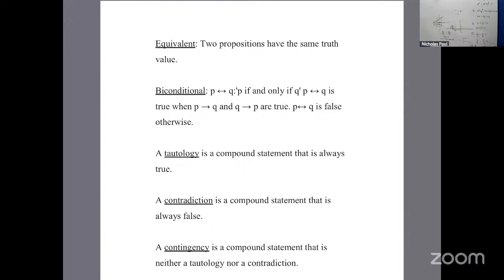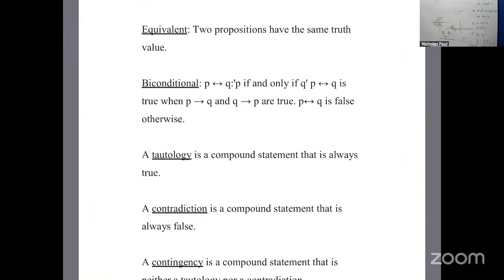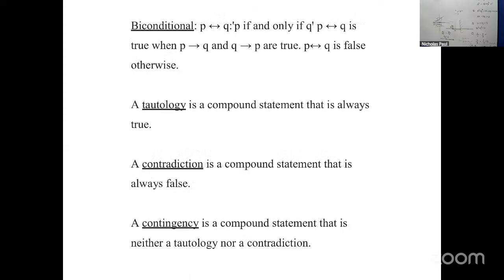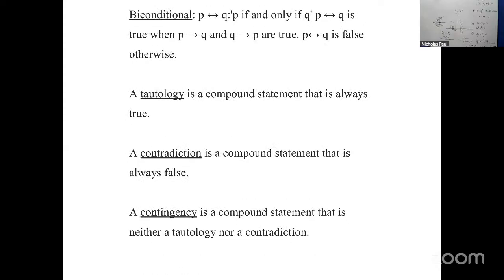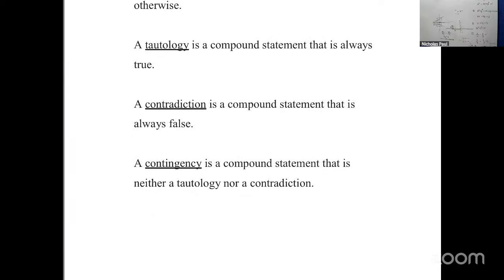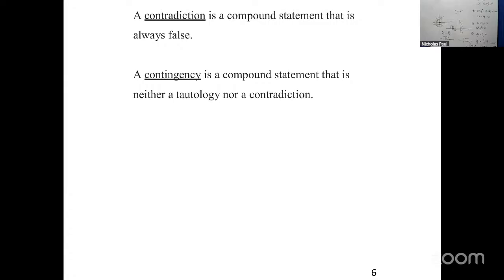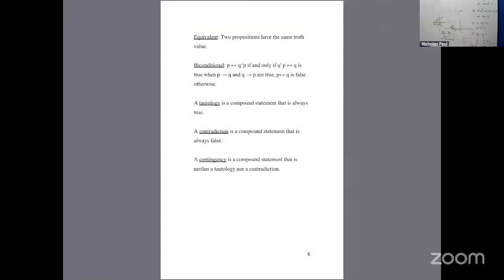Equivalent, biconditional. When is a biconditional statement true? When they both have the same truth values, right? True and true, false and false. Tautology means everything is true. Contradiction, everything false. And contingency, neither. That's the one that we use all the time.